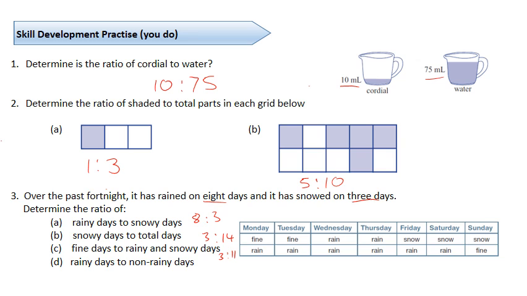Rainy days to non-rainy days. So let's have a look here. Our rainy days is 8, and out of the fortnight we've got 14 days. If we take away 8, that gives us 6 days that aren't rainy.